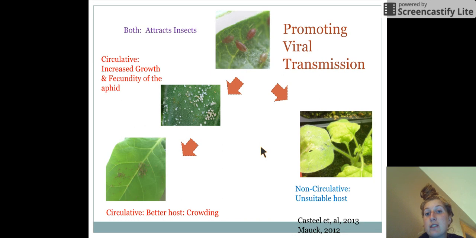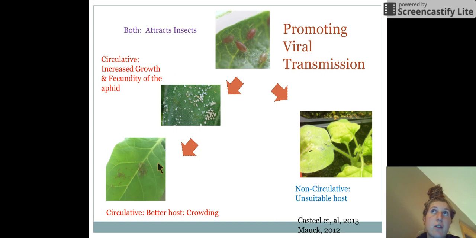However, scientists have found evidence, actually in the Casteel lab, that non-circulative viruses such as TuMV do the same thing as the circulative viruses, and vice versa. And maybe one virus might be able to do both. And so that is the main research question: can a virus promote both types of viral transmission? Is there really a difference in viral effect on plants?